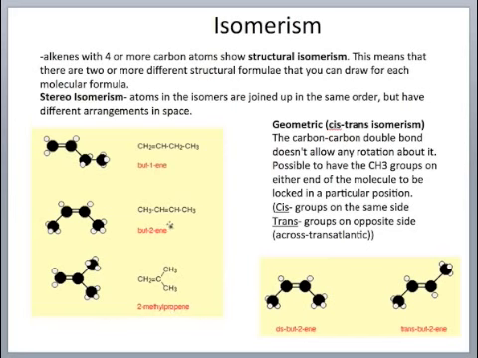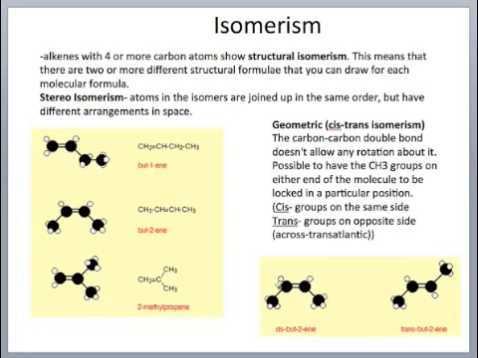However, there is another isomer, and it applies to but-2-ene. And this is known as geometric or cis and trans isomerism. And this happens because the carbon-carbon double bond doesn't allow any rotation about it. Therefore, it is possible to have the methyl groups on either end of the molecule locked in a particular position. Like in this example, we have the 2 methyl groups on the same side of the double bond, and here the 2 methyl groups are across the double bond.